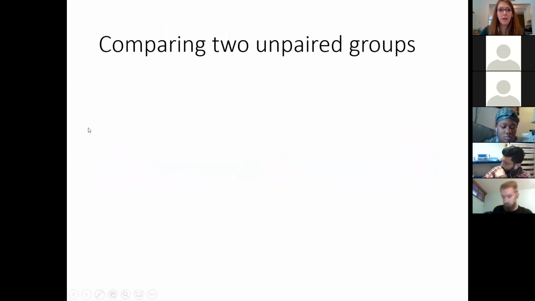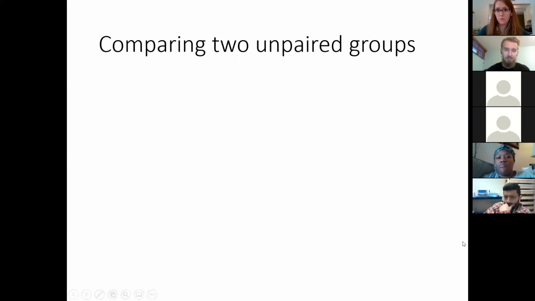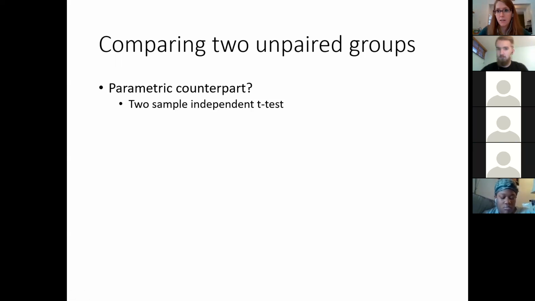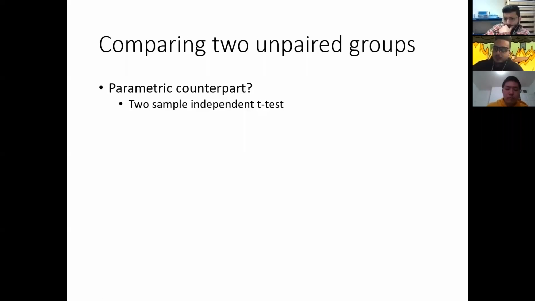So if we're comparing two unpaired groups, does anyone remember what test that would be that we've already learned, a parametric test, comparing two unpaired groups? Pat? Would it be the unpaired t-test? Yep, so the unpaired t-test or the independent samples t-test or the student's t-test, it had all those names, right? Good.